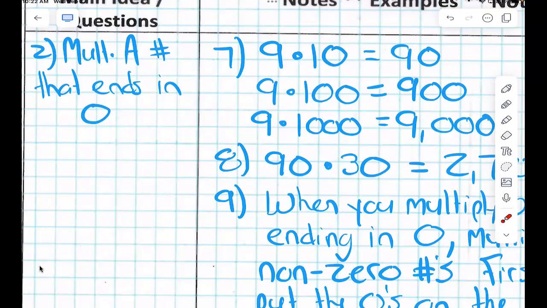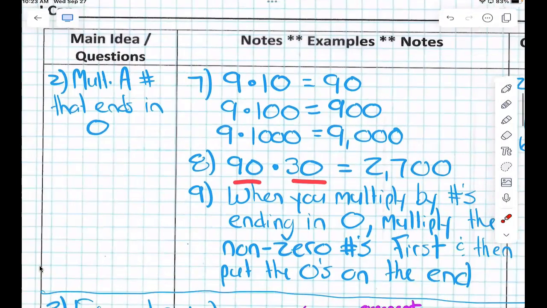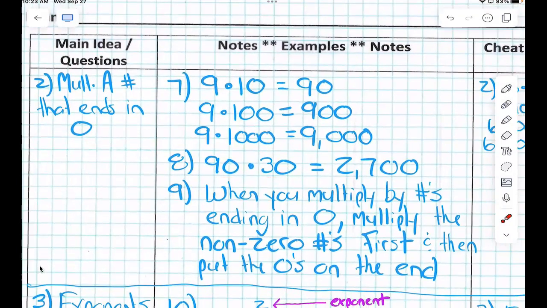All right, it gets a little bit more complex when we get to a problem like this. We have 90 times 30. But do we have numbers that are pretty basic? Yes. So do you guys know what 9 times 3 is? It's 27, but our answer isn't 27 because we need to add on how many more zeros? 2. So we add on those 2 more zeros at the end. So we multiply the non-zero numbers first, and then we put the zeros on at the end.